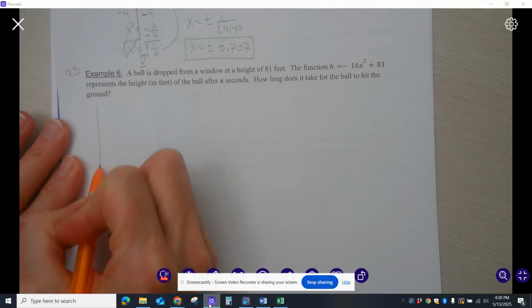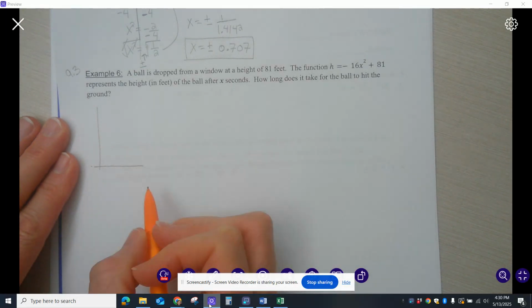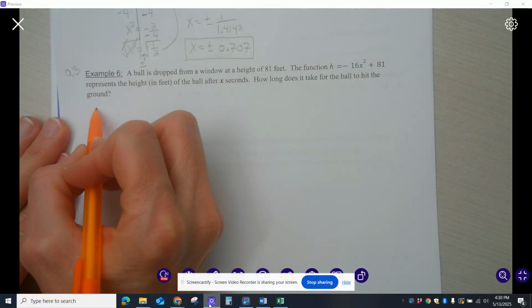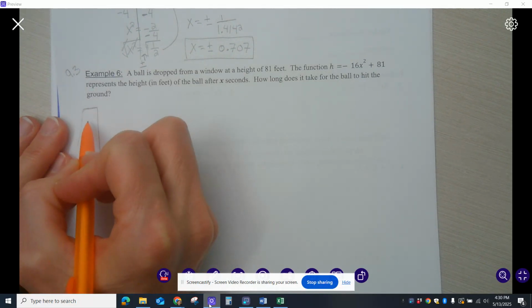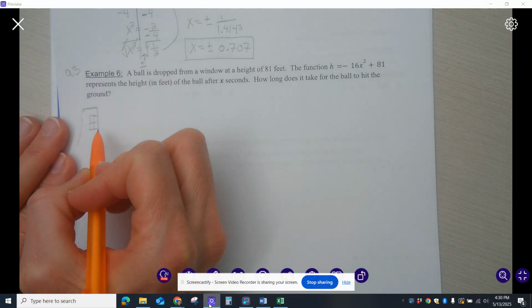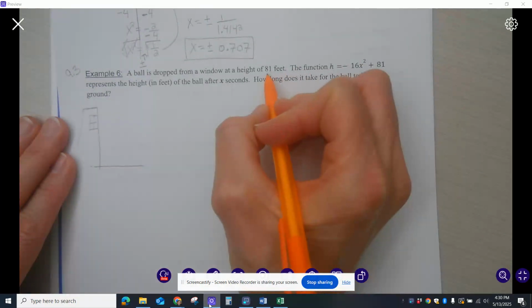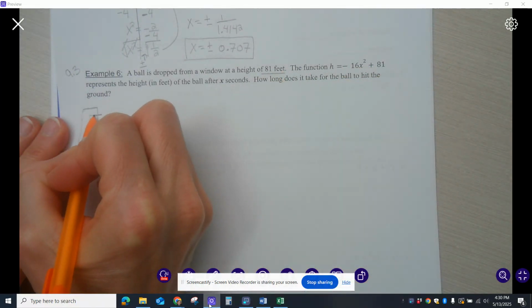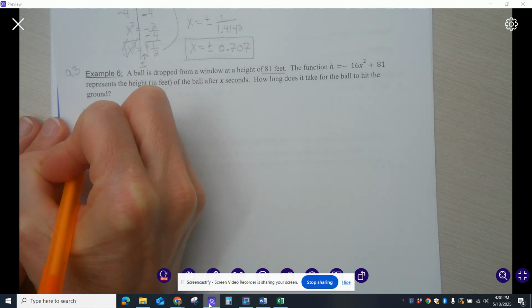So let's do a little sketch here. You should always start these with a sketch. So this is our building. I don't know, I'll kind of make it look like a building. And we got a window here. And the window is 81 feet. So I'm going to say this is 81.